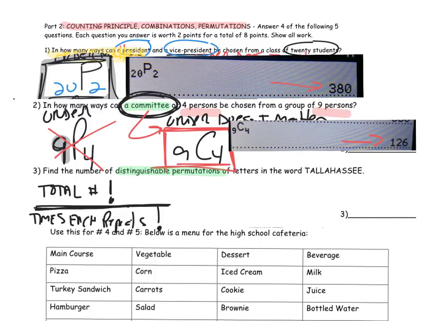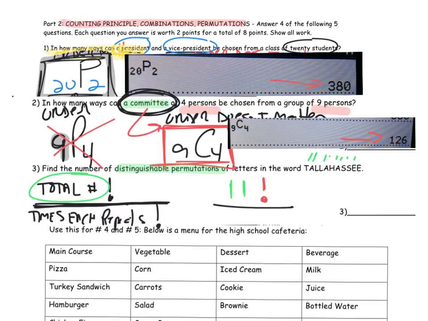So if we go to Tallahassee, the total number, in this case, if we count up the letters, 1, 2, 3, 4, 5, 6, 7, 8, 9, 10, 11. So the total is going to be 11. So we're going to do 11 factorial, and we're going to divide by the number of times each repeats.